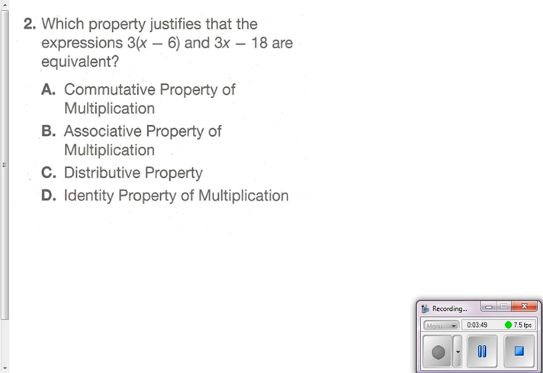Example 2 is usually the property that everybody remembers. It says which property justifies the expression 3 parentheses x minus 6 and 3x minus 18 are equivalent. Well, you see that 3 next to the set of parentheses, and you distribute here. So that is our distributive property, which would give us this expression.